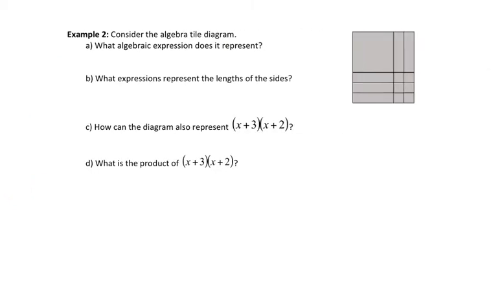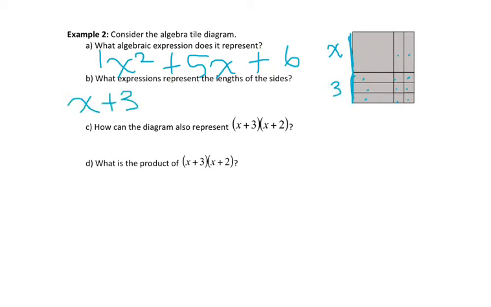So now looking at this tile, the algebraic expression it represents is 1x squared, and then I have 1, 2, 3, 4, 5 x's, and 1, 2, 3, 4, 5, 6 of the 1s. So 6 times 1 is 6. An expression that represents the length of the sides: if I look at this side, it has a length of x and 3 1s. So the length of one side is x plus 3.